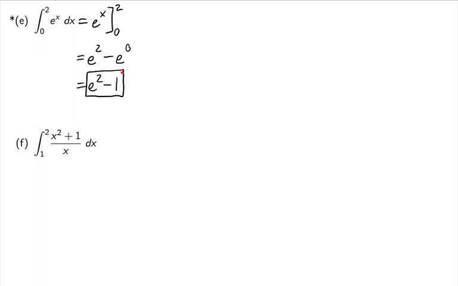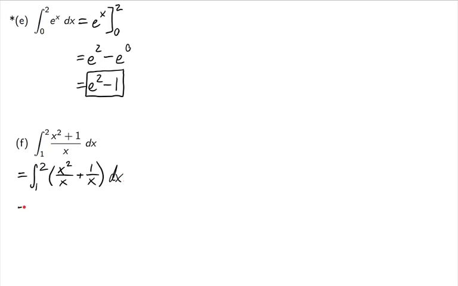Let's do the next one. This one has a specific strategy that you're going to need to do. You're going to need to split this into two pieces. Notice I'm not integrating yet. All I'm going to do is do x squared over x plus 1 over x. Basically take each part and put it over that denominator to split it into two pieces, dx.